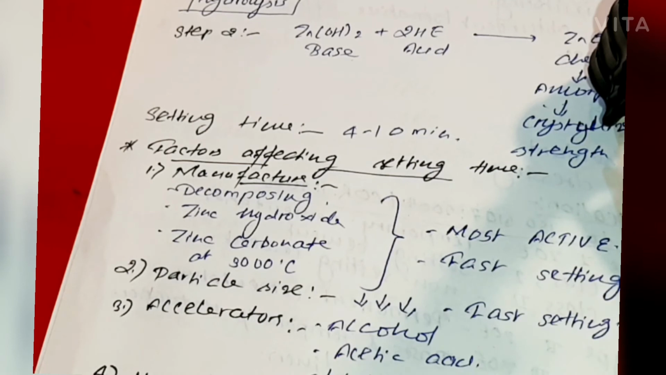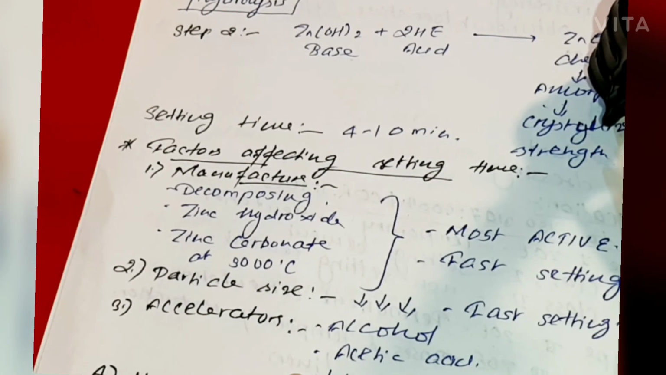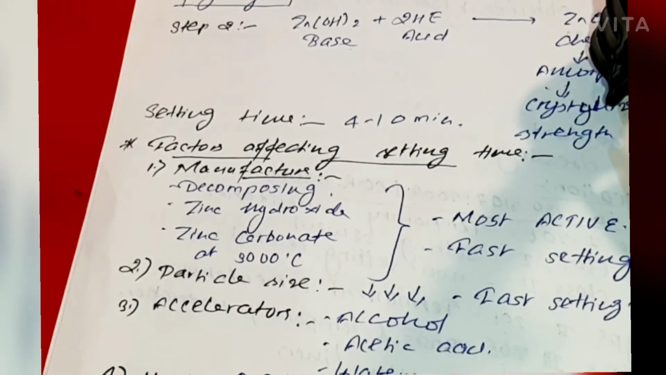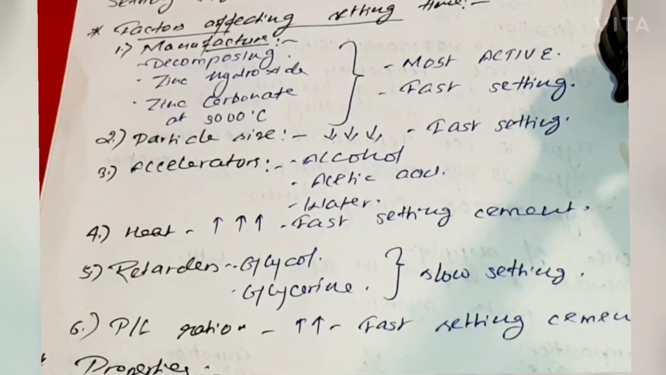Now the particle size. The smaller the zinc oxide particles, the faster they set. Accelerators like alcohol, acetic acid, and water increase the setting reaction. Now the heat: cooling the glass slab slows the reaction, and if we heat it, it will be a fast setting cement. Retardants slow the setting. Now the powder to liquid ratio: the higher the ratio, the faster the set.